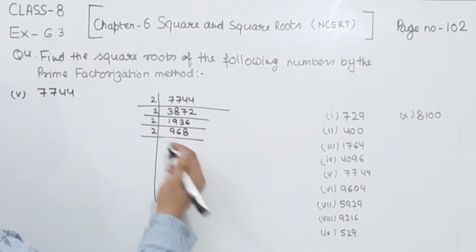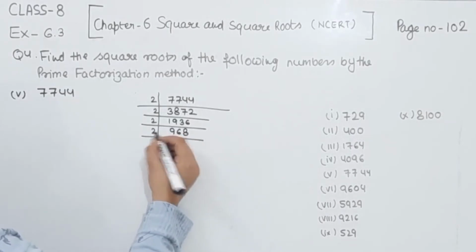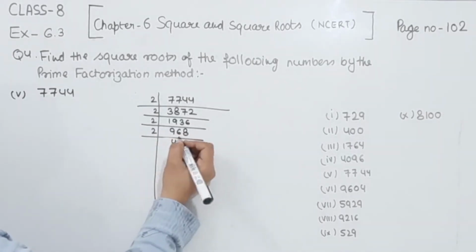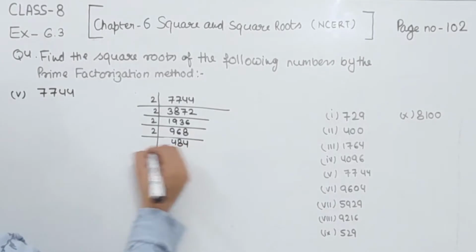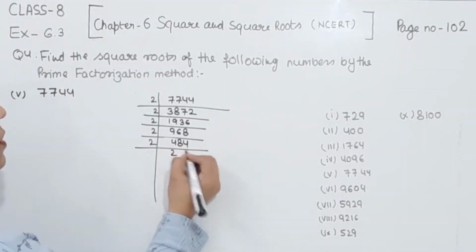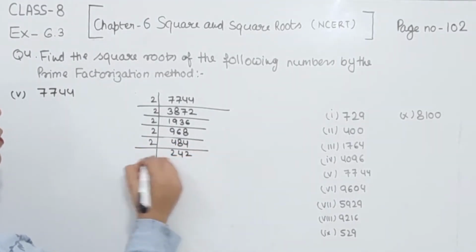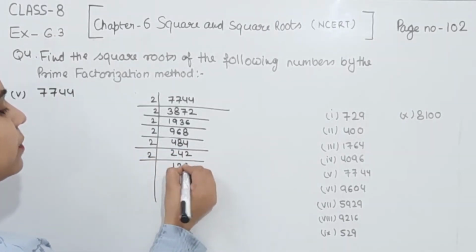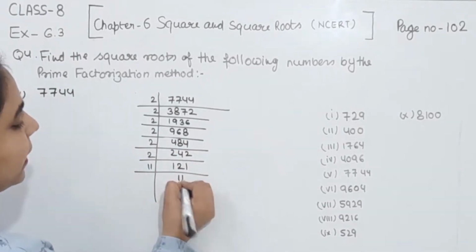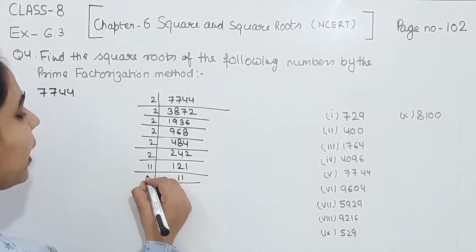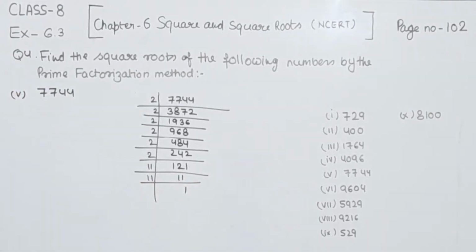Now again 2. Now we are going to write 2 4s are 8, remainder 1, 2 8s are 16 and 2 4s are 8. Now 2 2s are 4 and 2 4s are 8, 2 2s are 4. Again 2 1s are 2, 2 2s are 4, 2 1s are 2. Now 11s are 121 and 11 1s are 11. So this is the number we are having.